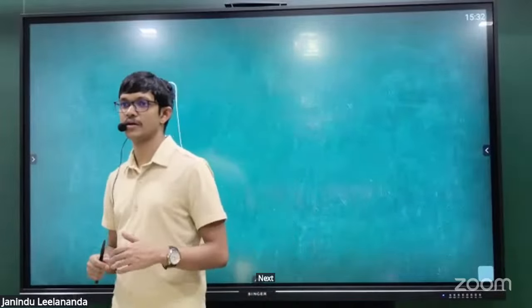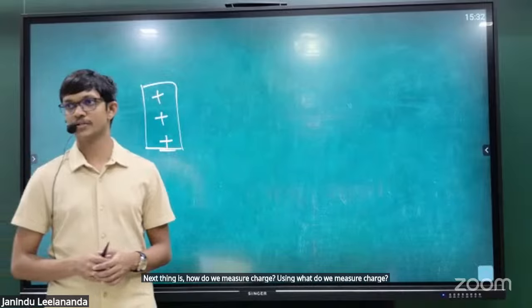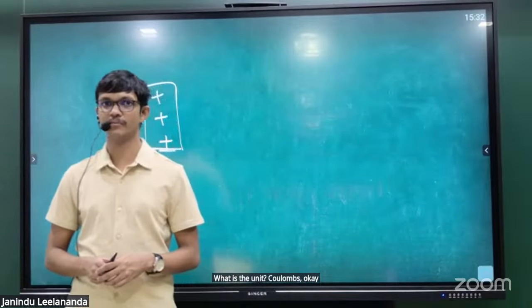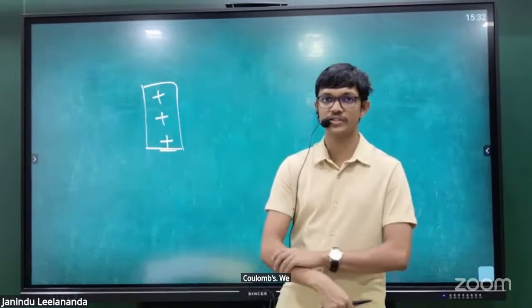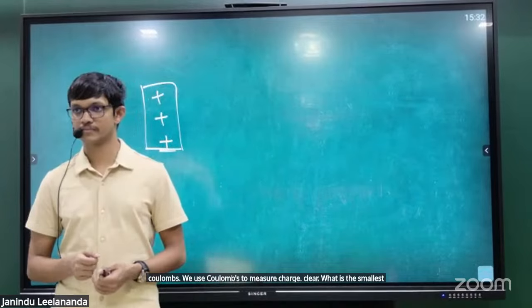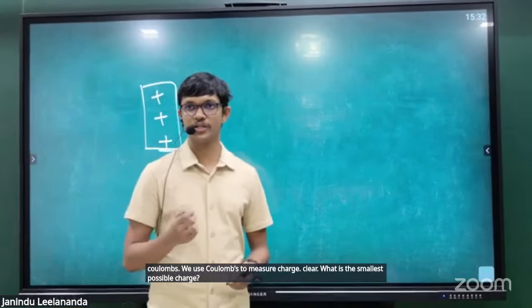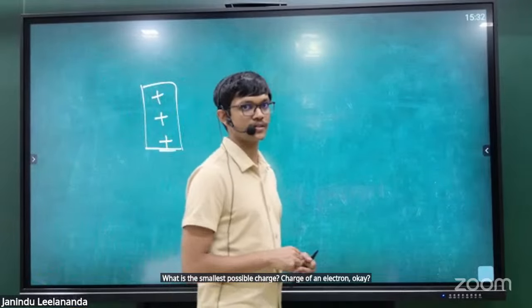Next thing is, how do we measure charge? What is the unit? Coulombs, okay? You can remember from the SI units lesson, right? We use coulombs to measure charge. Clear? What is the smallest possible charge? The charge of an electron, okay?